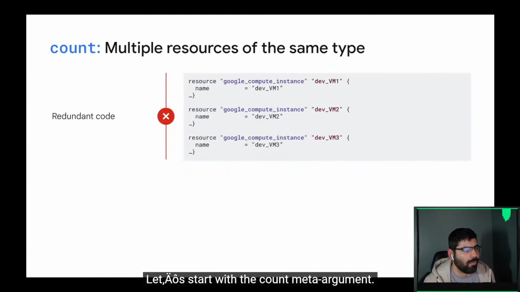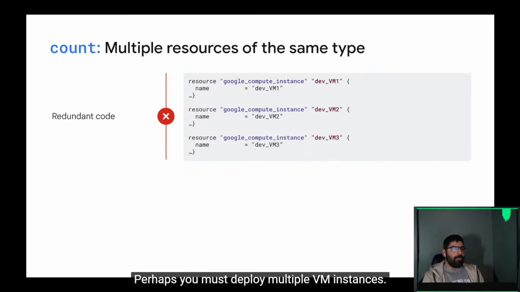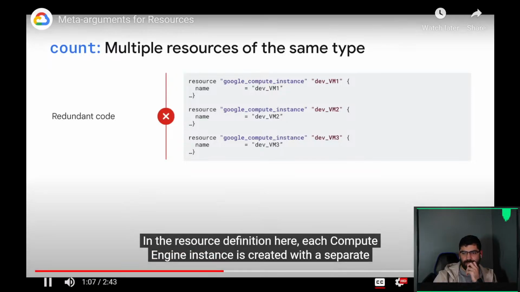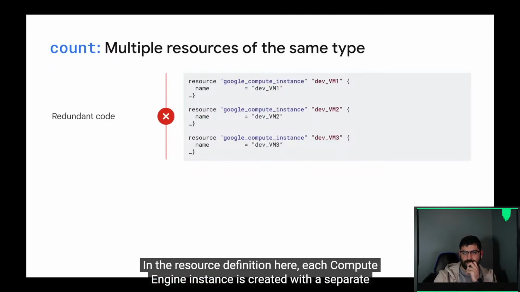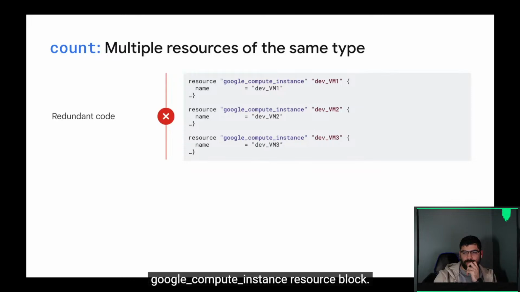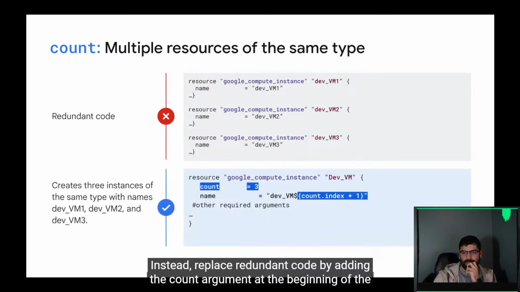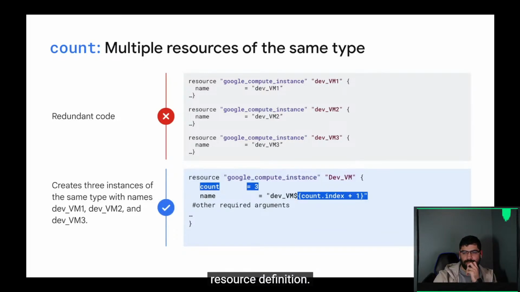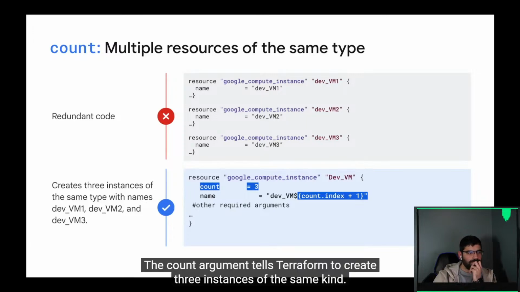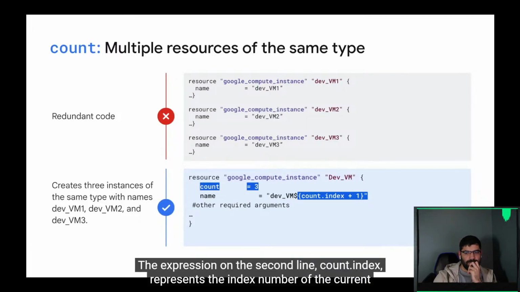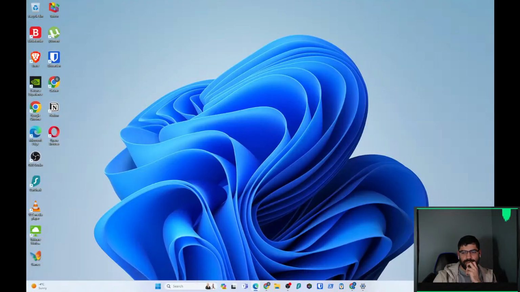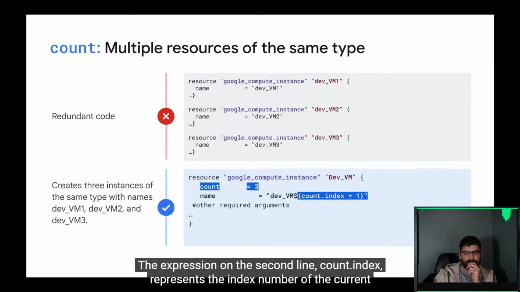Let's start with the count meta-argument. Perhaps you want to deploy multiple VM instances. In the resource definition here, each Compute Engine instance is created with a separate google_compute_instance resource block. Writing code in this way is redundant. Instead, replace the redundant code by adding the count argument at the beginning of the resource definition. The count argument tells Terraform to create 3 instances of the same kind. The expression on the second line, count.index, represents the index number of the current count loop.